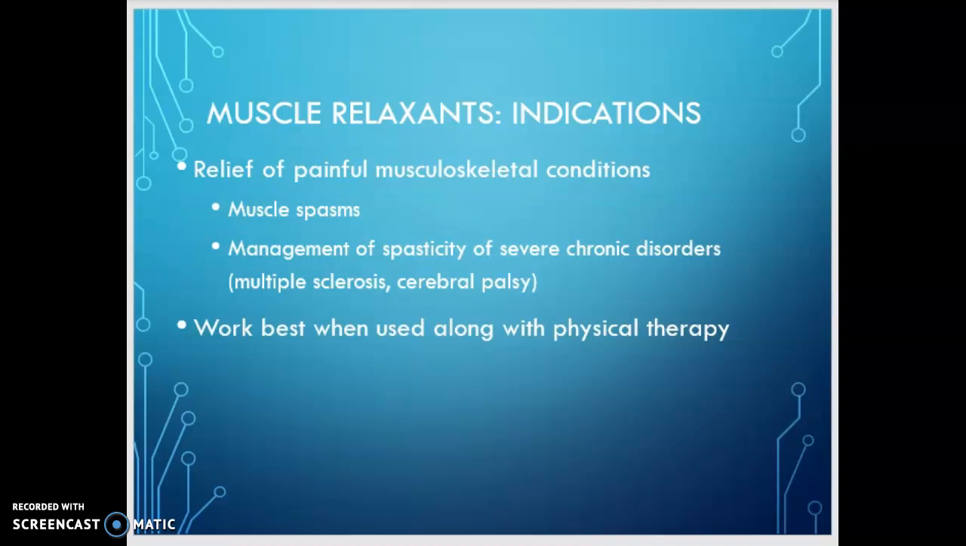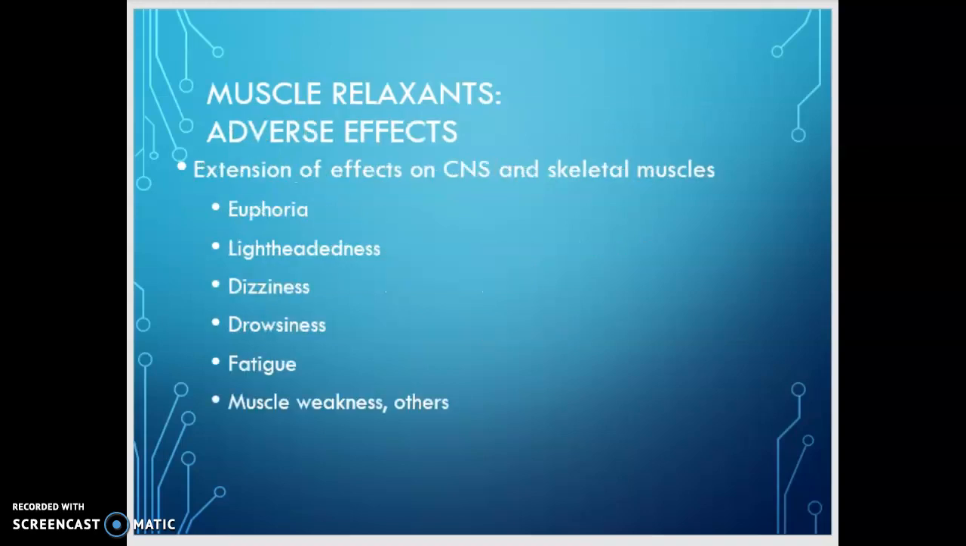The most frequent diagnosis that you're going to see for the use of muscle relaxants is, can you guess? Low back pain. I know that's what you were thinking. Low back pain. You'll see it abbreviated on the charts as LBP. It's the number one diagnosis across the country. So when these muscle relaxants have adverse effects, we're going to see an extension of the effects on the central nervous system and the skeletal muscles. So you'll see euphoria, maybe lightheadedness, dizziness, drowsiness, fatigue, muscle weakness, and other effects that are going to result from this CNS depression.